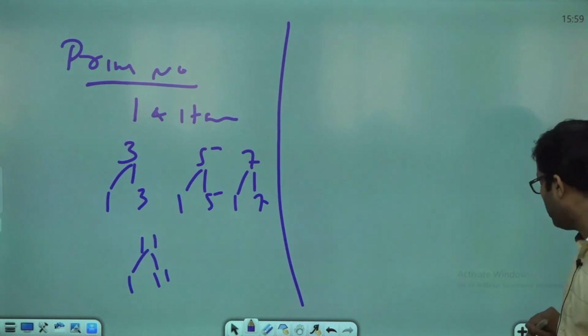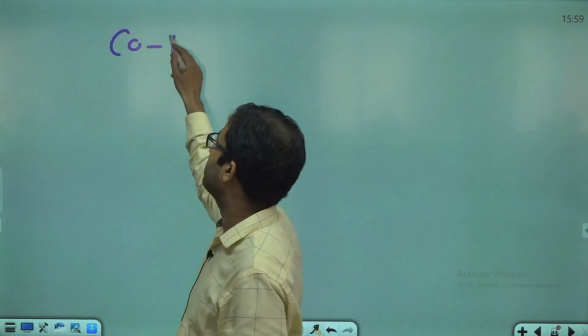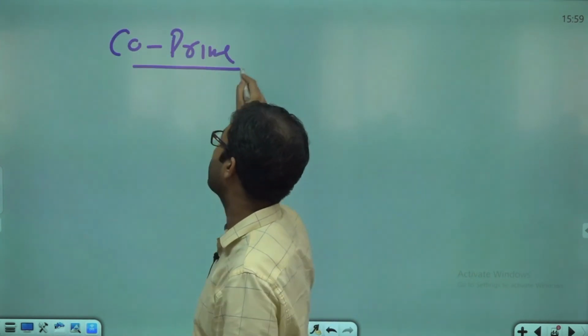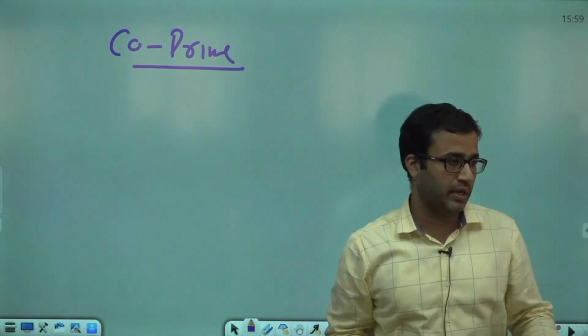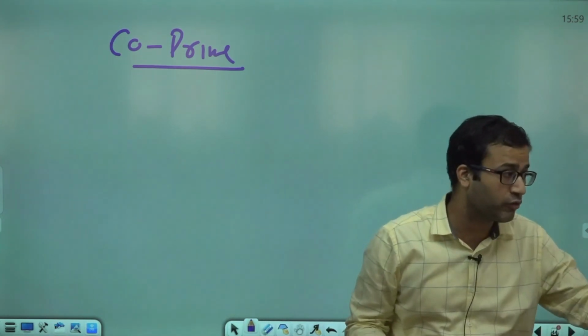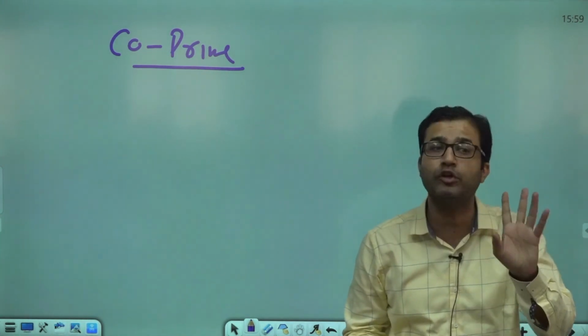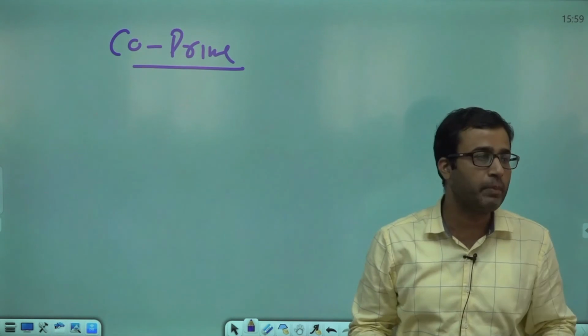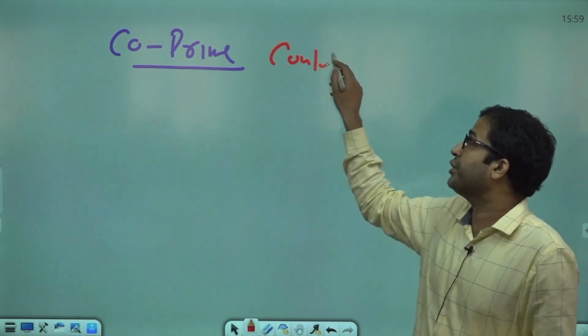Next, composite number. Sorry, co-prime. The difference between prime and co-prime: generally we use the co-prime concept for two numbers, not for one. We never use the co-prime concept for one number. We use it for two numbers, meaning a couple. And here we have a variety of couples.